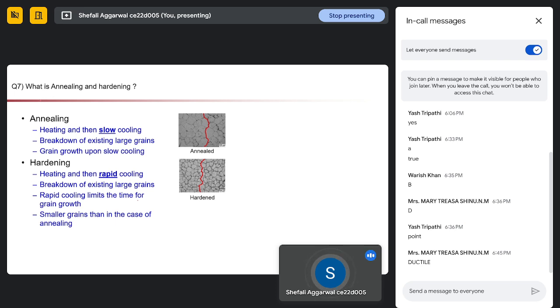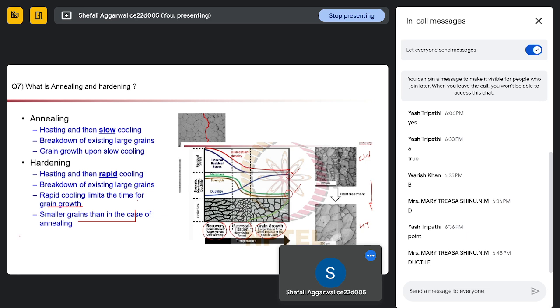However, in hardening, there is rapid cooling. Because of that, the grain growth will be very small, and smaller grains will be formed as compared to annealing. The other thing is grain boundary. The grain boundary in case of annealing is smaller as compared to the grain boundary in hardening. And if we see from this diagram, this is mainly about the annealing process.